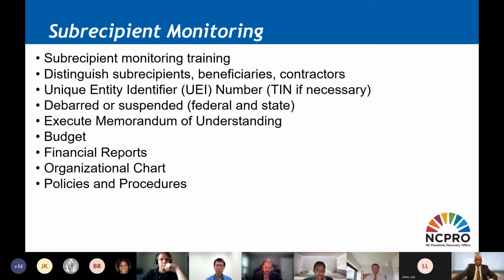We will need to talk more about, and I'm sure you've been thinking about, the fact that there are differences in subrecipients, beneficiaries, and contractors as to how they are managed, how the funding flows, and specifically with what we're talking about today, the requirements of monitoring. Subrecipients, we have to do monitoring of funds that go to subrecipients. Subrecipient monitoring is not required with beneficiaries and with contractors.